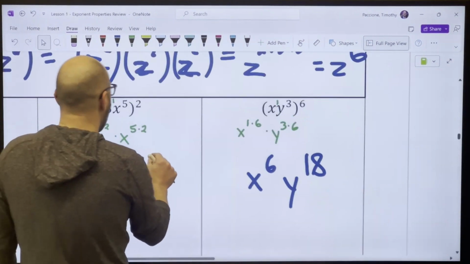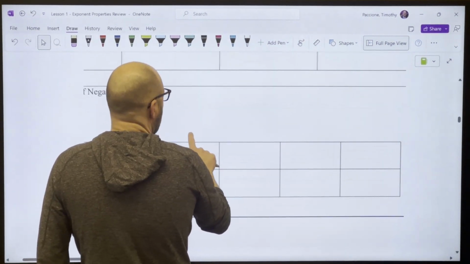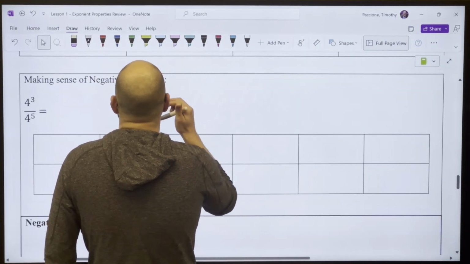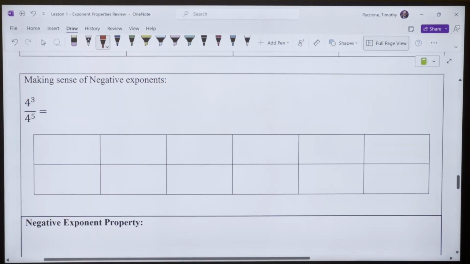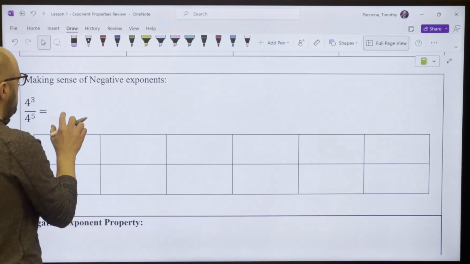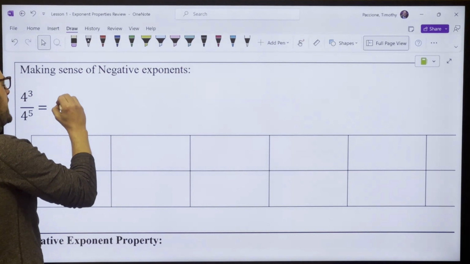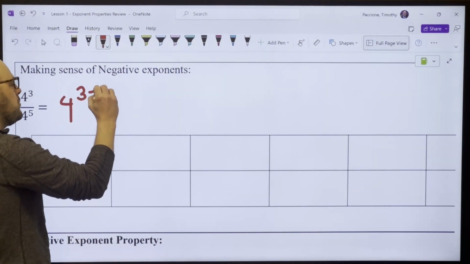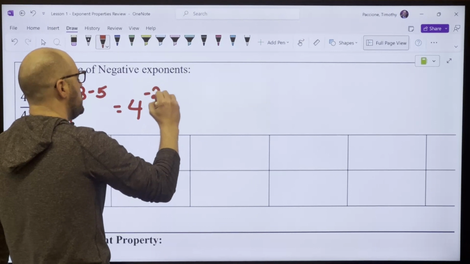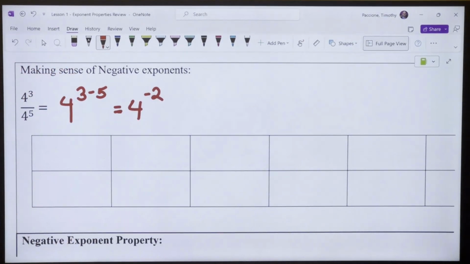All right. One more property. Ready? And we're going to make sense of this a very similar way that we did 0 to the 0, right? If I told you to apply the quotient property right now, what would you do? The quotient property is when we divide, so yes, it would be 4 to the 3 minus 5, which is 4 to the negative 2. So the question is, what do we do with that? There's a rule. We'll talk about it. But let's explore it first.